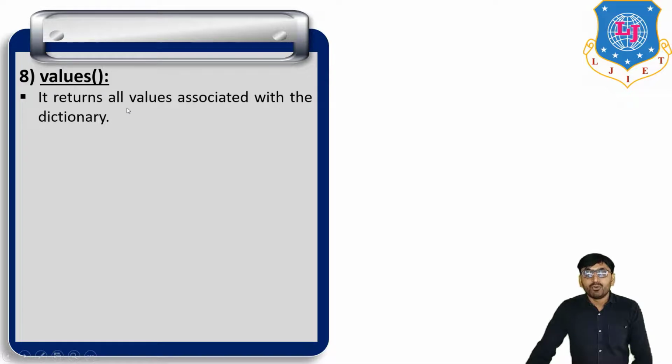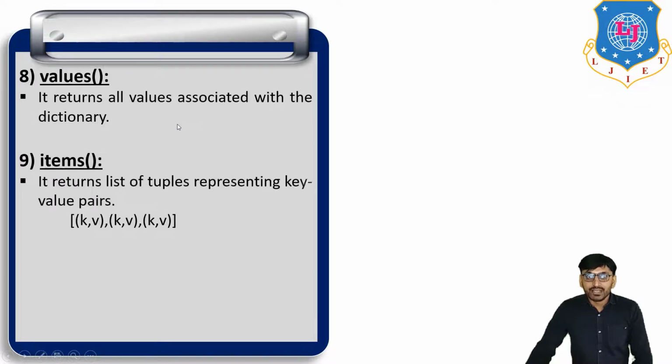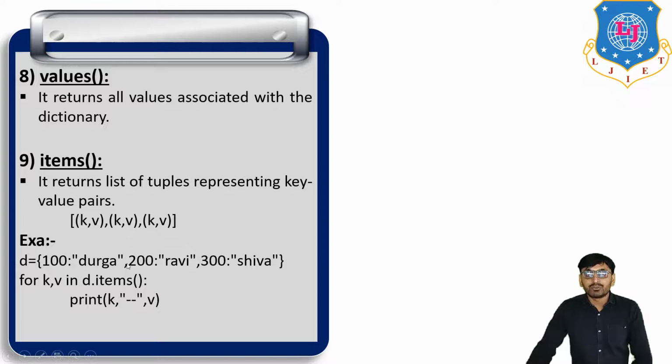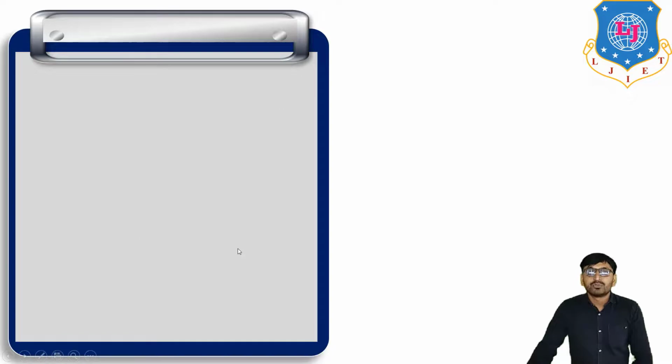Then values returns all values associated with the dictionary, and items returns a list of tuples representing key-value pairs: key, value; key, value. Okay. So for example, d is one type of dictionary. For k, v in d.items(), print k and v. So here first key, first value, second key, second value, third key, third value. So we get the answer 100 Durga, 200 Ravi, 300 Shiva.